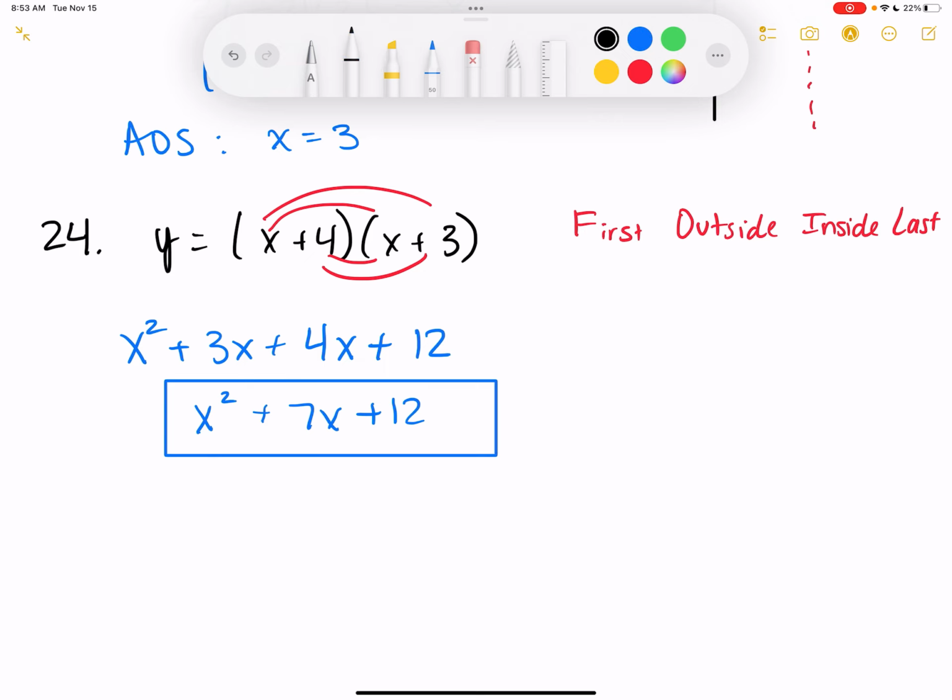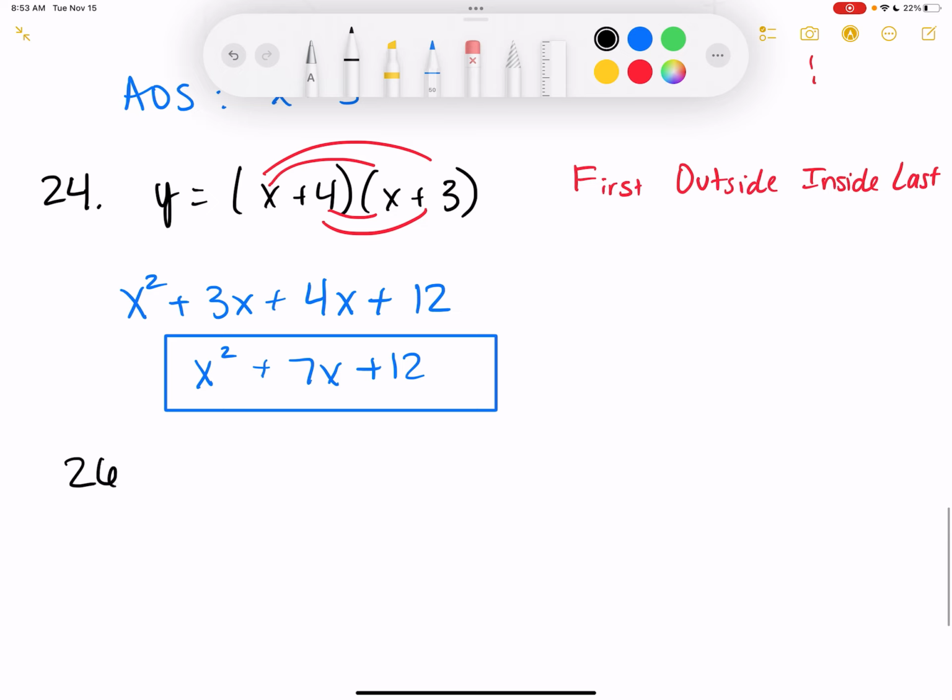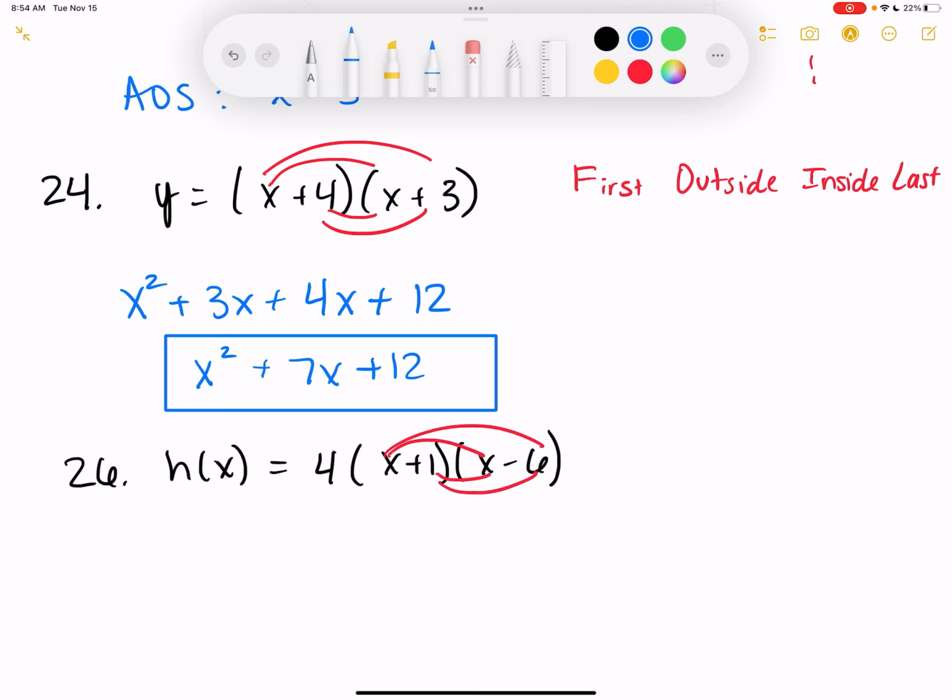Another one of these, number 26, h of x, so that's just another way to represent y, equals 4 times x plus 1 times x minus 6. So you can do this one of two ways. You can either go ahead and distribute first and then FOIL, or you can FOIL and then distribute. I usually FOIL and then distribute. So just make sure you don't forget to write down the 4 when you go to do that. And then I usually will do a bracket, since I will have to simplify what's inside the bracket before I multiply.